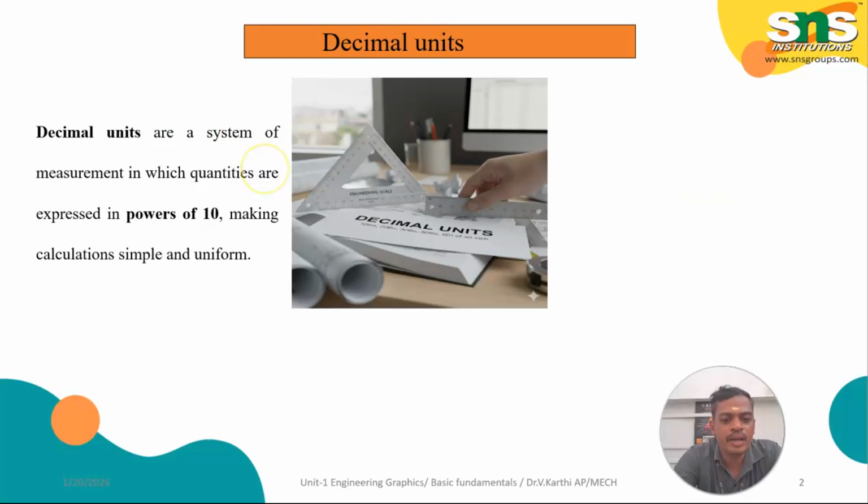Next is decimal units. Decimal units are the metric units that increase or decrease by a factor of 10. The importance of decimal units: they are easily convertible by shifting the decimal point, they form a uniform system across engineering, science and industries, and they eliminate complex fractions. For example, 2.5 meters can be converted to 2500 mm, and 450 mm can be converted into meters, 0.45 meters. This simplicity makes decimal units ideal for engineering drawing and calculations.